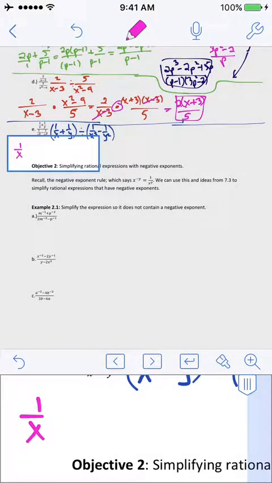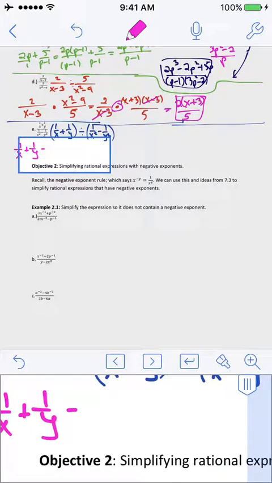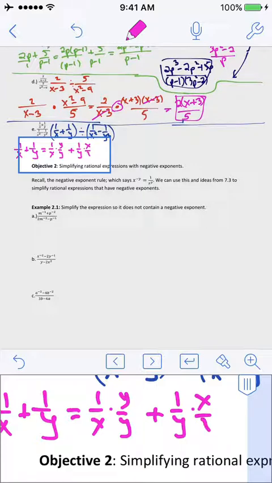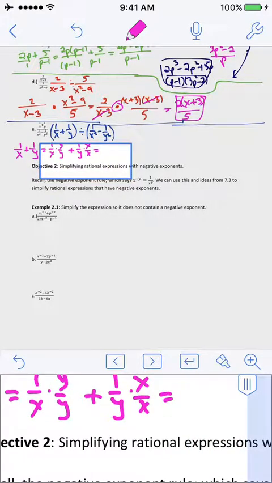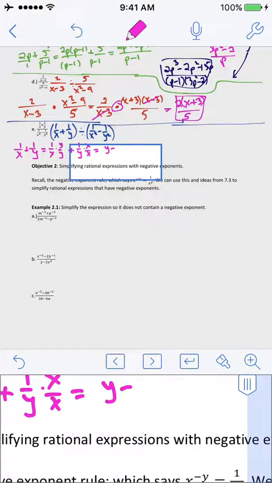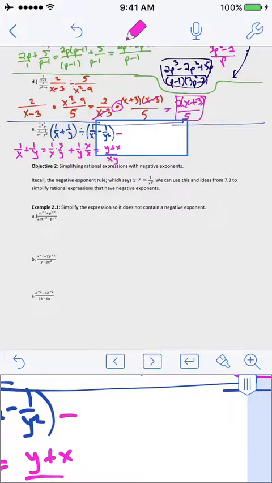Got 1 over x plus 1 over y. LCM here is going to be one of each piece, or x and y, right? An x and a y. What's missing from the first one is a y. So I'll multiply this by y over y. What's missing from the second one? An x. So I'll multiply this by an x over x. We end up getting y plus x over xy. Okay, so this is now equal to y plus x over xy.